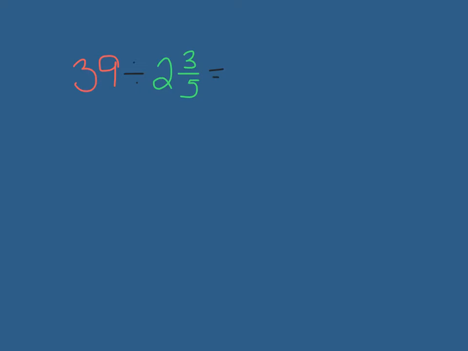So if we have 39 divided by 2 3/5, we would first need to rename this whole number, our 39, as a fraction. So we would rewrite that as 39 over 1 divided by, then we need to rename our mixed number. 2 times 5 is 10 plus 3 would be 13/5. So now we have 39 over 1 divided by 13/5.